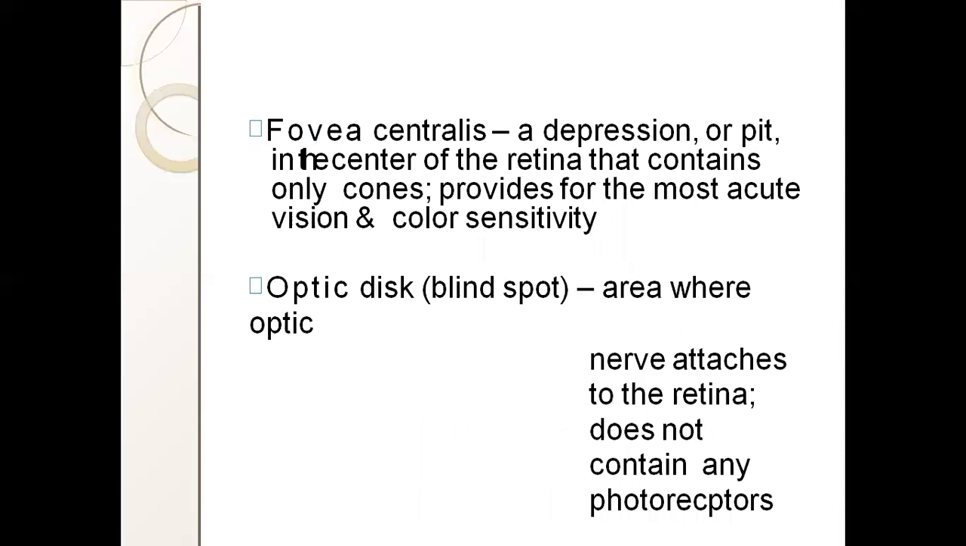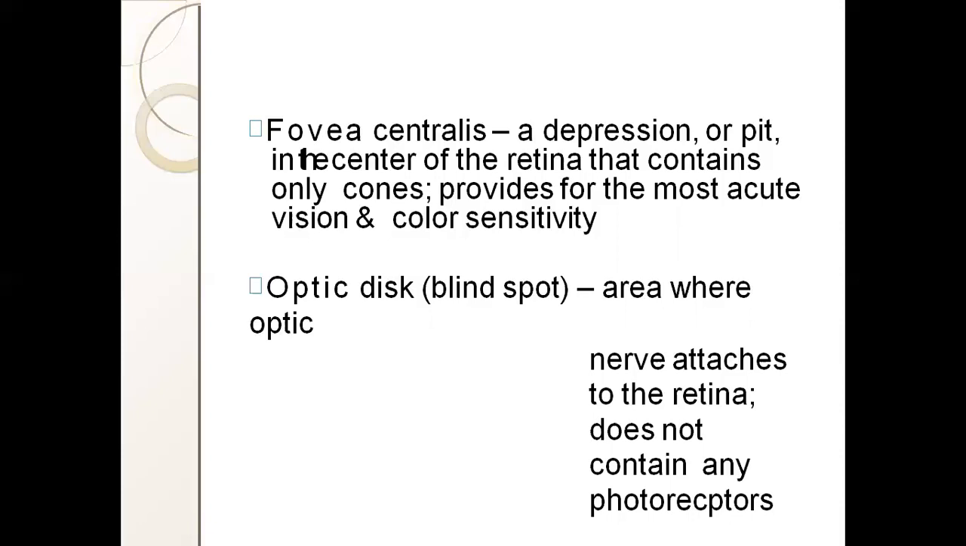Then fovea centralis. The fovea centralis is a depression or pit in the center of the retina that contains only cones. It provides the most acute vision and color sensitivity of the eye, and it is present in the center of the retina, which contains only cones.